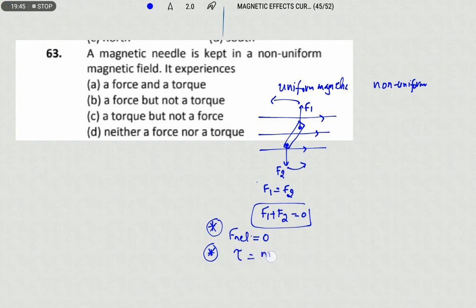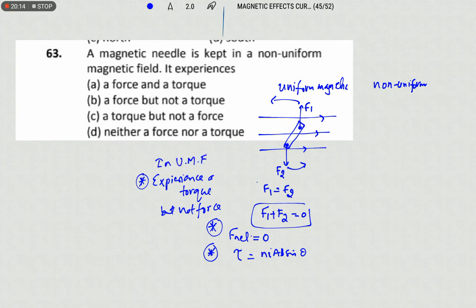The torque acting on it will be NIAB sin theta. So it experiences a torque but not a force. So this is in a uniform magnetic field. It may be a compass needle, or a magnetic needle, or a magnet.